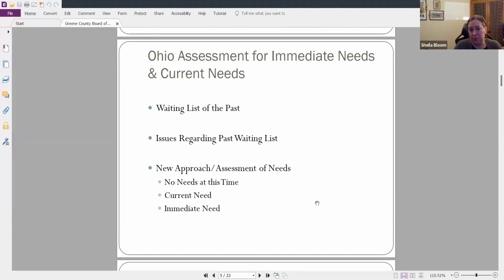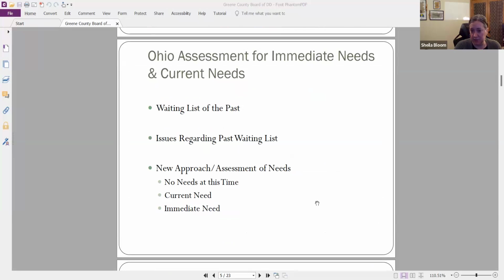So how do we determine who gets a waiver? What we currently have in place throughout the state of Ohio is the Ohio Assessment for Immediate Needs and Current Needs. So every county's process is slightly different. In Greene County, you can request a waiting list assessment. Your service coordinator can request one on your behalf. There's multiple ways that we can trigger this process.